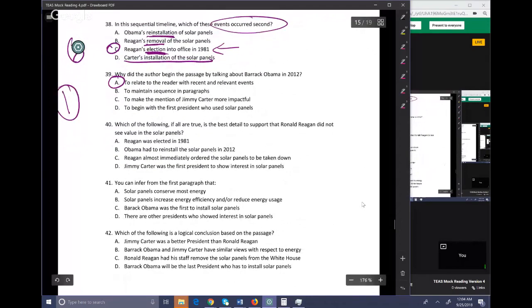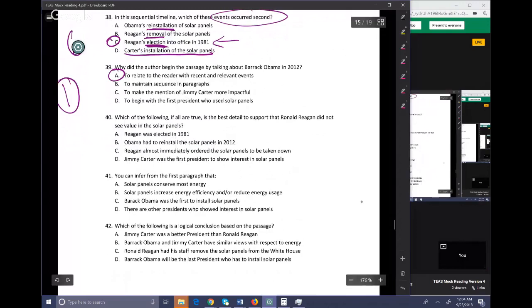Which of the following, if all are true, is the best detail that comes from a combination of Reading 1 and Reading 6 to support that Ronald Reagan did not see value in the solar panels? So that would be that he almost immediately ordered them to be taken down. If he saw value in them, he probably would have left them up.